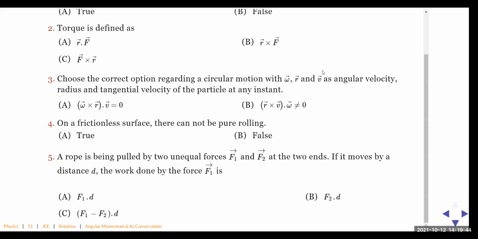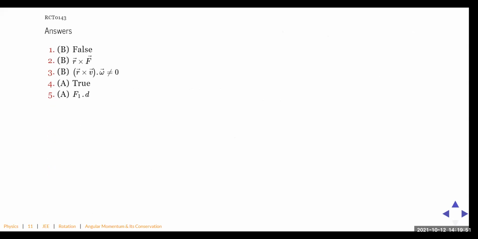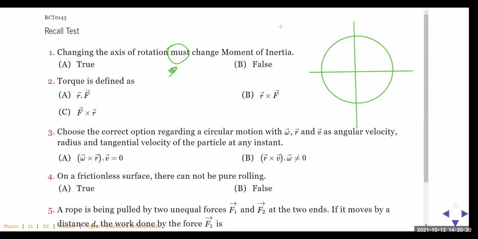Okay. So the first one is false. How? If you see this first one, changing the axis of rotation must change the moment of inertia. The answer lies in the word must. Now I'll give you one example. Last class also we discussed one example. When you talk about a sphere, if you take this axis or this axis, tell me, will there be any change in its moment of inertia, or will it be 2/5 MR squared only? Do you understand? Yes or no? Very basic.